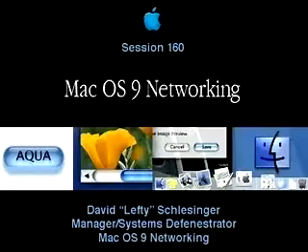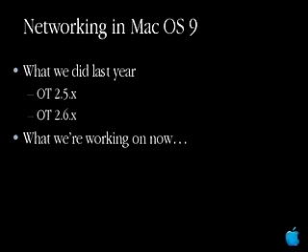Hi, everybody. Has it been a year already? Good grief. So, I'm David Schlesinger. I'm the manager of the Mac OS 9 networking team, and I'm going to talk a little about what we did last year. We do this every year. We go through the list of what developers have requested and where we stand on those requests. And then I'm going to give you some idea of some of the things that we're looking at working on now.